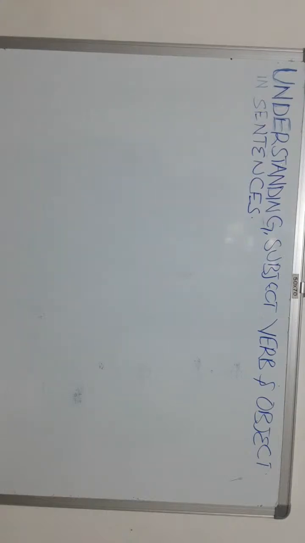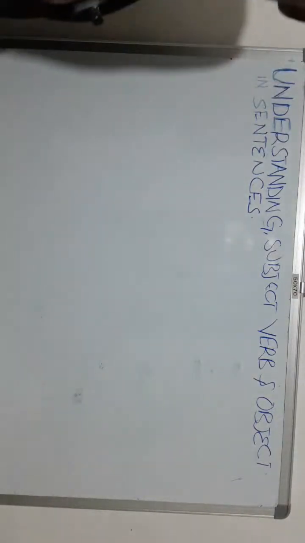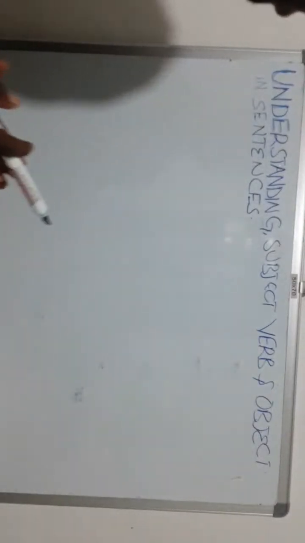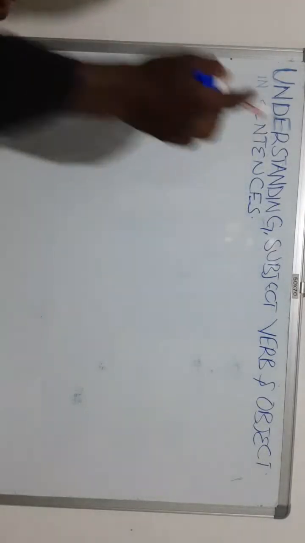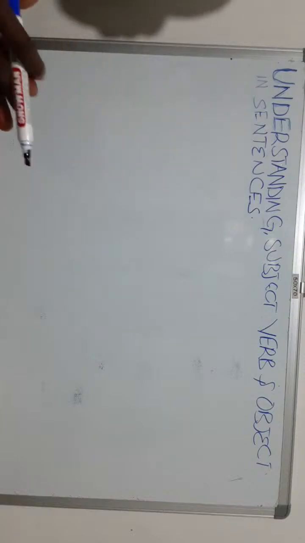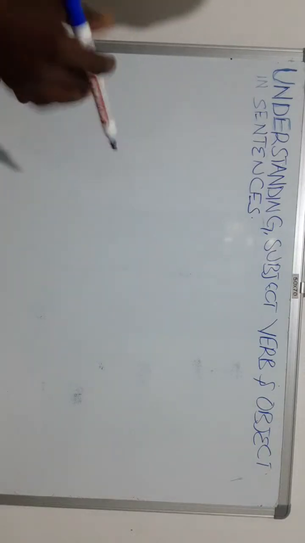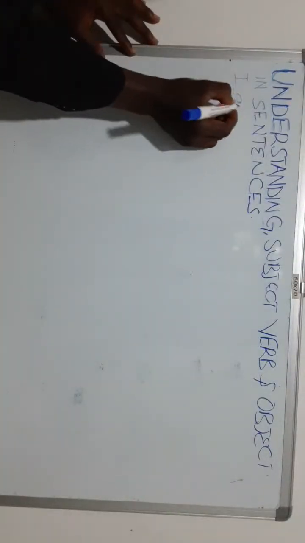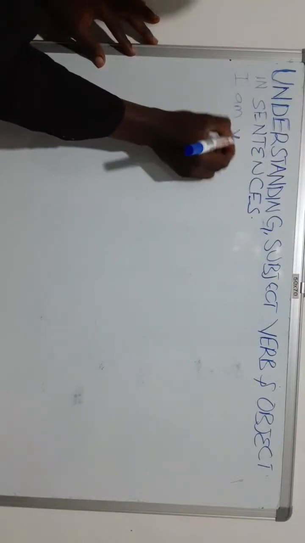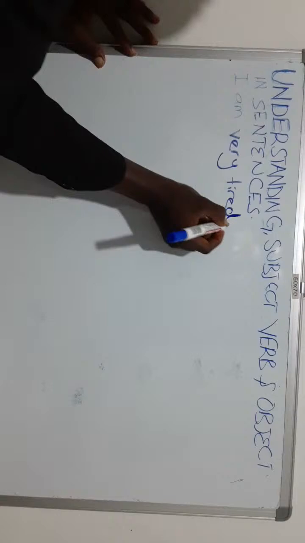Tugenda kutunuulira ku subject mu sentence, verb ne object. We're going to look at the subject, verb, and object as I've earlier told you. Remember, a sentence comprises of a group of words that make complete sense. For example, in a sentence like, I am very tired.